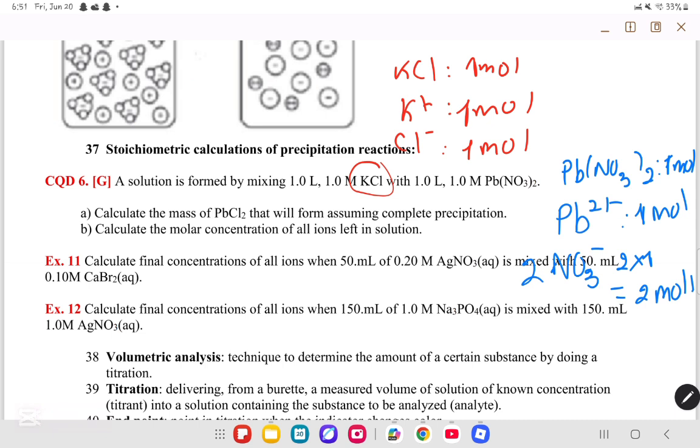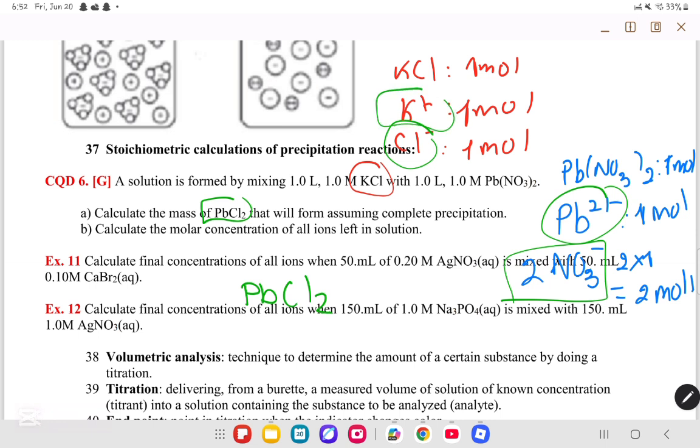So they're asking what is the precipitate that will form. It is PbCl2 that will form. So what's going to be used is Pb2 plus and Cl minus, whereas 2 NO3 minus and K plus are the spectator ions, the ions that stay the same after the equation. So PbCl2 is what will form. Let's write the equation for formation of PbCl2. It's Pb2 plus plus 2 Cl minus will give us PbCl2.